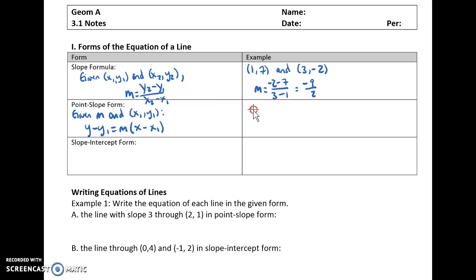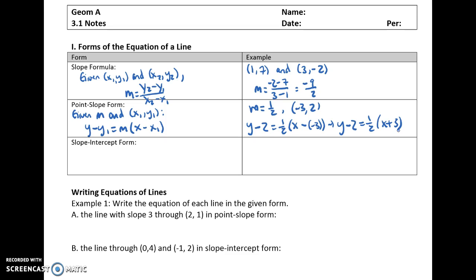So for example, if m equals 1/2 and you're looking at the point -3, 2, the point-slope form would be y minus 2 equals 1/2 of x minus -3. And then you want to simplify that as much as you can. So y minus 2 equals 1/2 of x plus 3. All right. Point-slope form is great because you can always use point-slope form to find slope-intercept form.